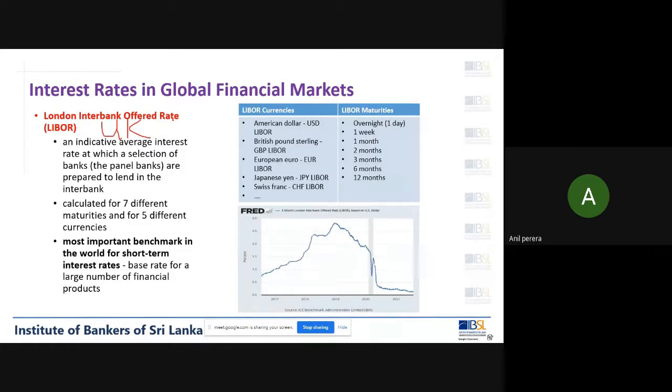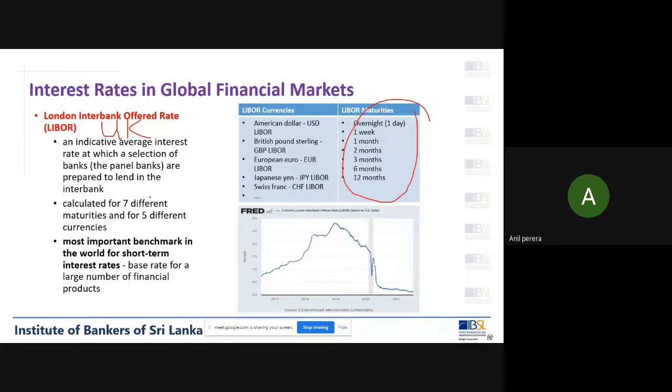In the morning, banks would say, okay, I would lend at this rate. So if you take the average of these indicative rates of all these banks, a panel of banks, then it is the London Interbank Offered Rate. This is calculated for 7 maturities. In this table, you can see there are 7 maturities: overnight, 1 week, 1 month, 2 month. Likewise, there are various maturities up to 1 year.